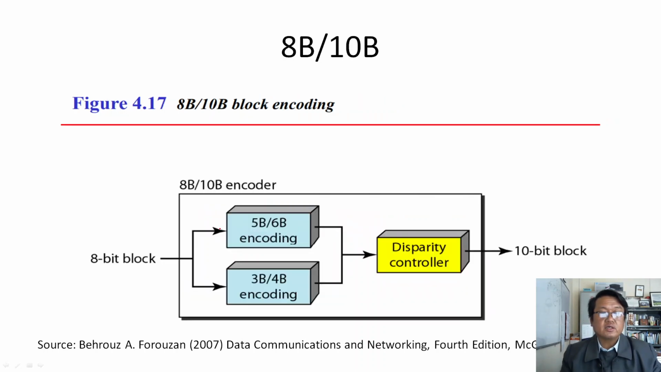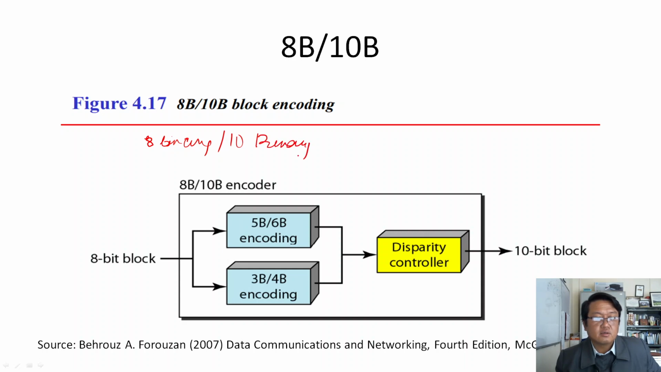Now another block coding scheme is 8-bit 10-bit, 8B 10B. In other words, the full form is 8 binary 10 binary encoding, which is similar to this 4B 5B encoding, except that a group of data is now substituted by a 10-bit code, and it provides greater error detection compared to the previous one.